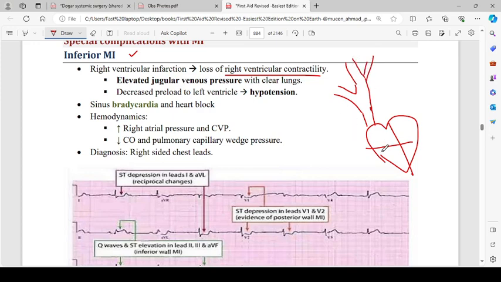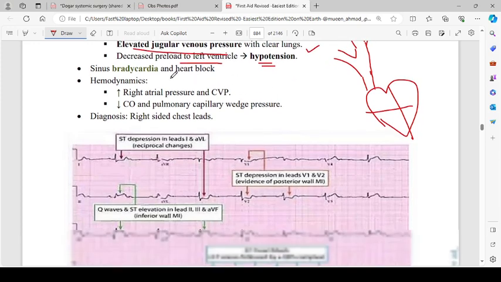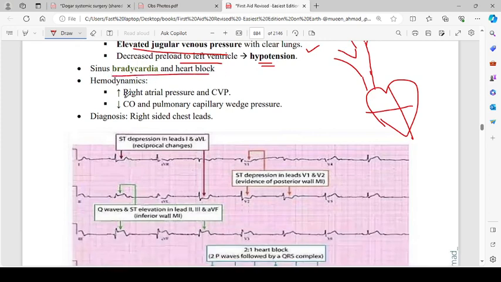But yeah, so the manifestations of changes in the right atrium are evident in the jugular veins. So we can examine that and we can visualize that. With loss of right ventricular contractility, there will be elevated jugular venous pressure with clear lungs. Decreased preload to the left ventricle will lead to hypotension. Sinus bradycardia and heart block will be there. Hemodynamics include increased right atrial pressure and central venous pressure, decreased cardiac output and pulmonary capillary wedge pressure.